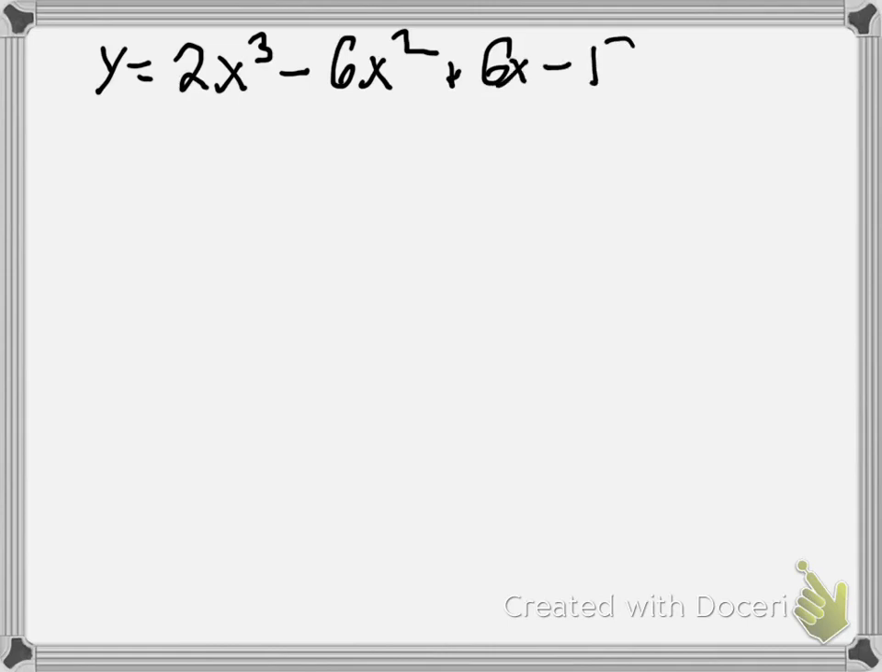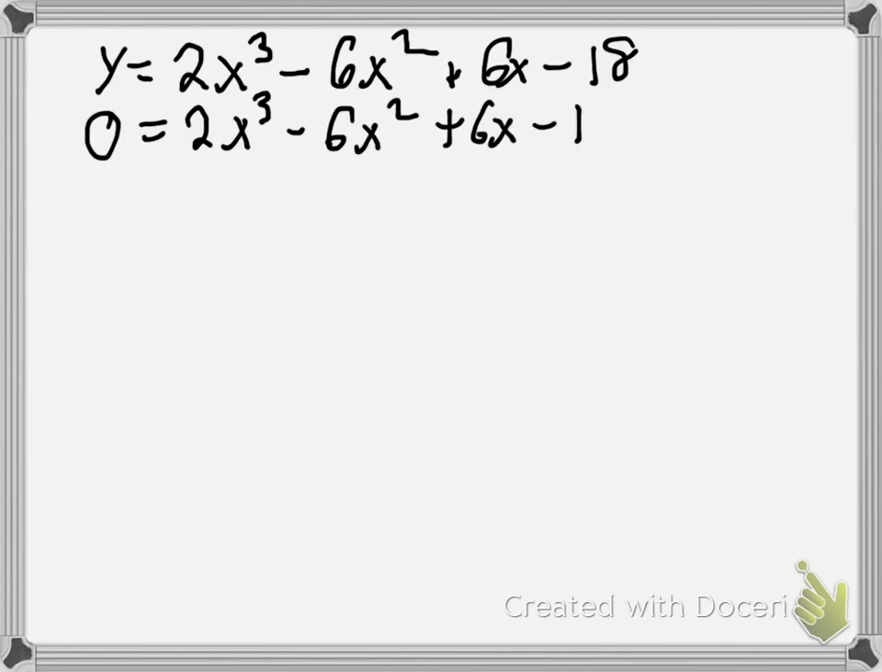So, for number 12, we have y equals 2x cubed minus 6x squared plus 6x minus 18. Alright, so what do I do? Well, I set y equal to 0, and then I solve. 2x cubed minus 6x squared plus 6x minus 18.